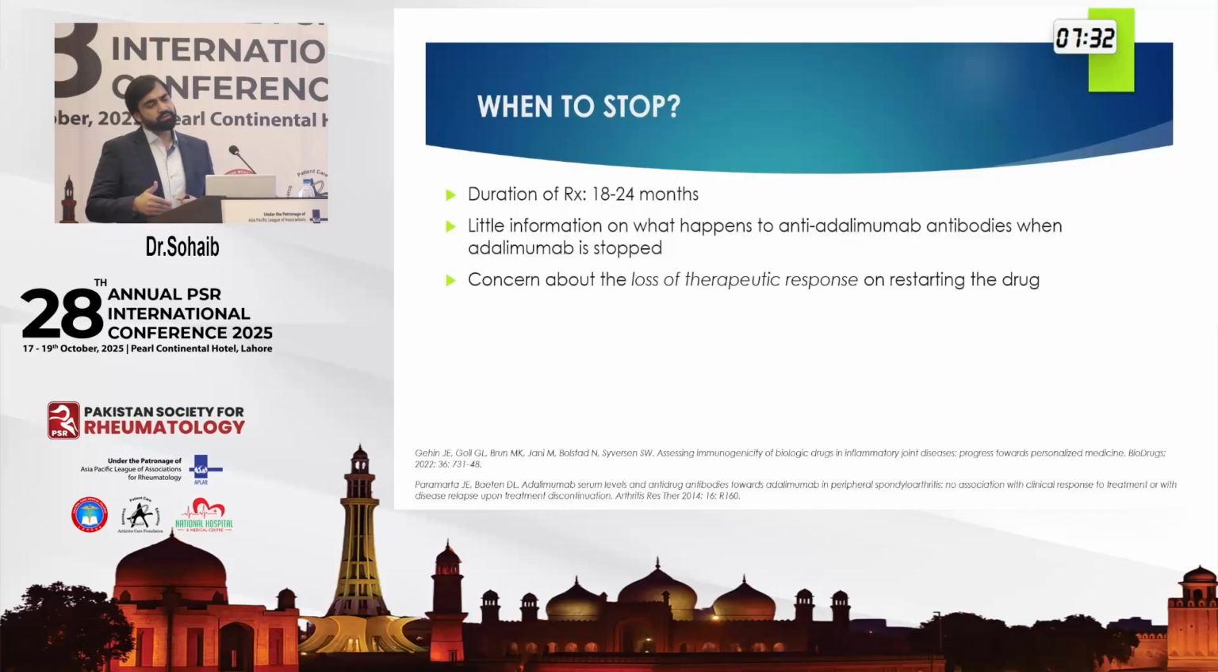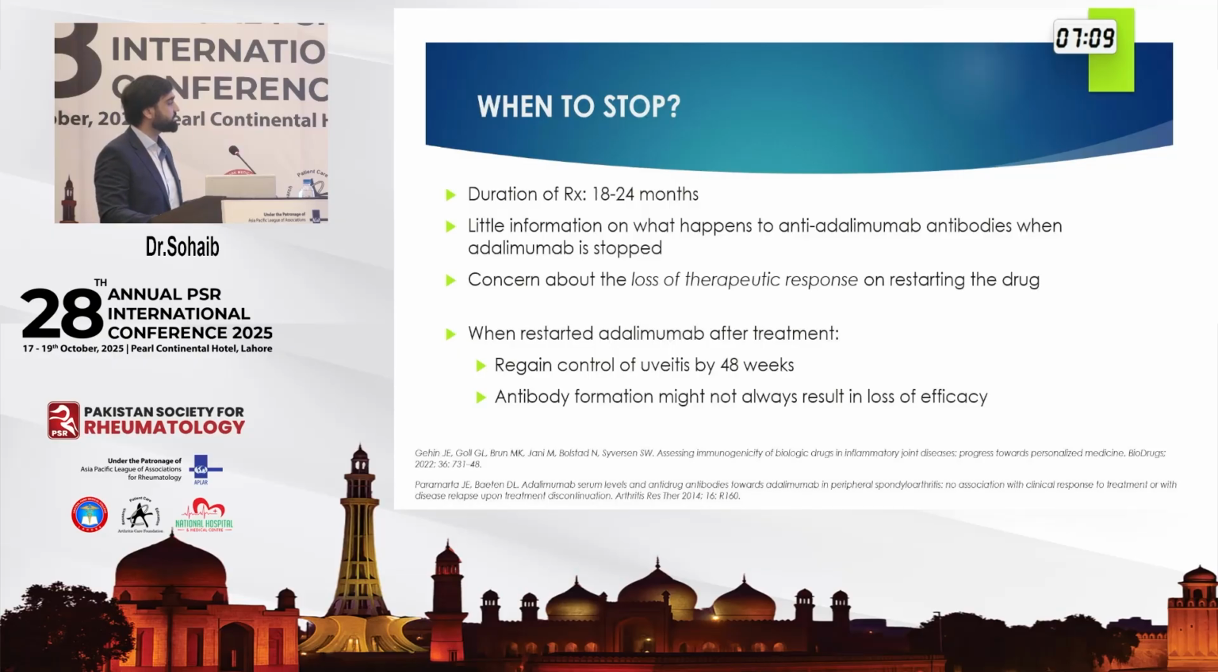So obviously, when it comes to TNF-alpha inhibitors, we are very concerned about the side effects as well. So what is the optimum regimen for uveitis patients? We'd say about 18 to 24 months, but there's little information on what happens if we stop and there are antibodies that have developed. If we stop and there is a recurrence of uveitis, it would take about 48 weeks for the uveitis to be under control if we have stopped adalimumab once. So antibody formation might not always result in loss of efficacy.